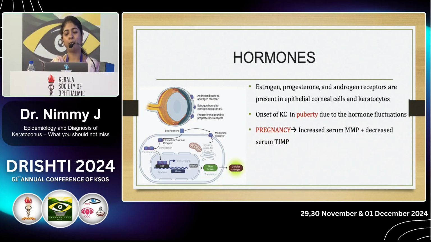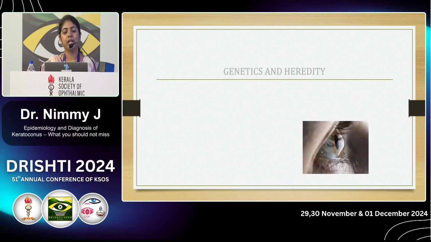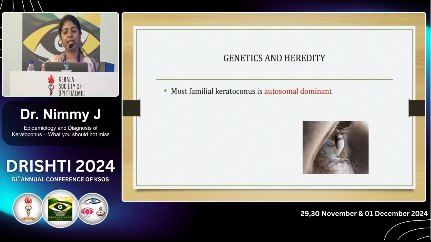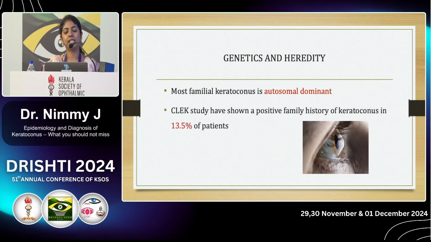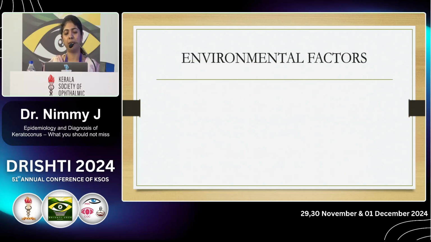Another time of hormonal fluctuations is pregnancy, when there is an increase in level of the serum matrix metalloproteinase and a decrease in the tissue inhibitor of metalloproteinase, and this causes progressive corneal thinning and there is a progression of keratoconus. Keratoconus is a familial disease and the pattern is an autosomal dominant pattern, and CLEK study has shown a positive family history in 13.5% of the patients.